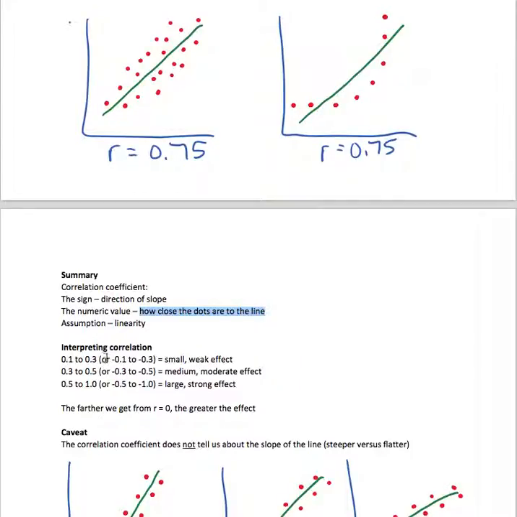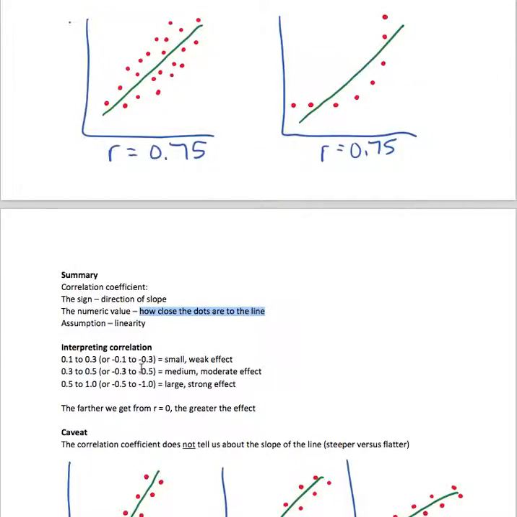Now the flip also works, because if it's a negative correlation, it just means that it's down and to the right instead of up and to the right. So anything between negative 0.1 and negative 0.3 would also be considered a small or a weak effect. So the complementary negative numbers work here too.